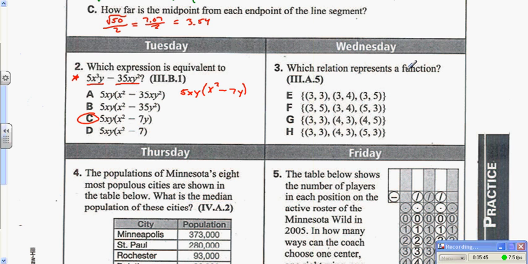Which relation represents a function? Now a function passes a vertical line test, which means on a graph no point can be above another. So this is not a function.